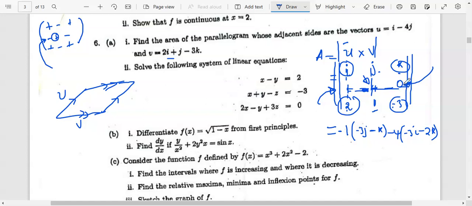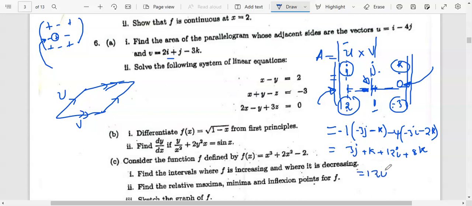The next one I was supposed to get is this one, 0. But the reason why I even chose this row is because there's a 0. 0 multiplied by anything will still be 0. So I'll not get the last one. Okay, so this is going to give us negative times negative 3j, that will be positive 3j. Negative times k, that will be negative k. Negative 4 times negative 3i, that will be positive 12i. And then negative 4 times negative 2k, that will be positive 8k.